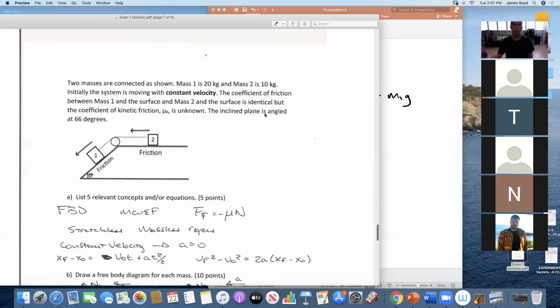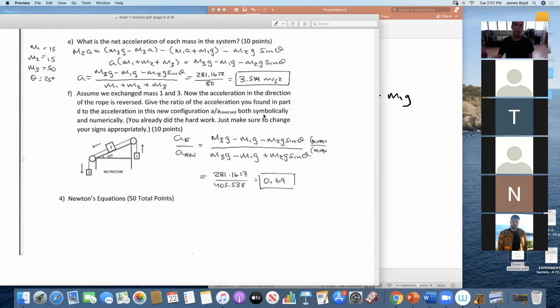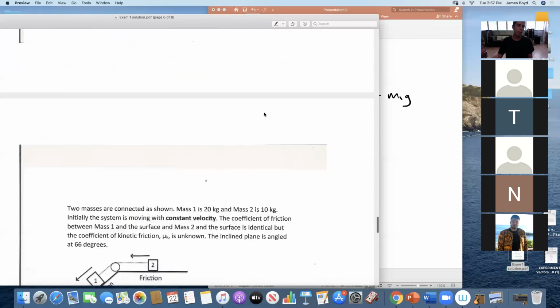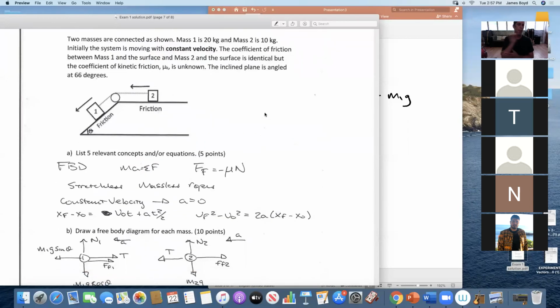So finally, the last question that I'm going to give you is going to be this type of Newton's equations with friction. In this problem, we have two masses on an inclined plane and one on a flat surface. You're given their masses and you're told that the coefficient of friction is the same for both of them, but you don't know what it is. And you're also told constant velocity. Now, whenever you're told constant velocity, I try to remember to bold it for you guys. But that means that A is equal to 0 in this problem.